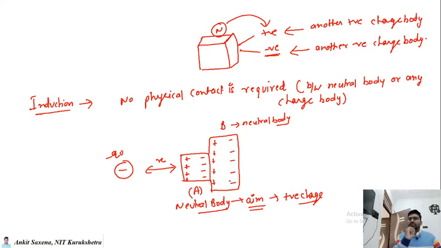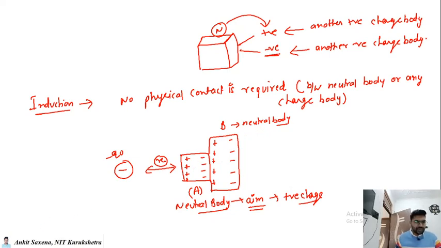So I think you can understand the question. What is our question? We have a body A, this body is a neutral body, and we want to charge the body A with the positive. So what arrangement do we make? Firstly, we take some negative charge and place it at a distance of x from the body A, and body A makes physical contact with the body B. And body B is also a neutral body.